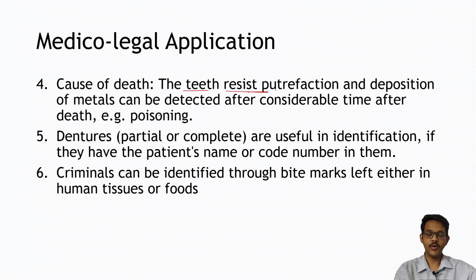Certain causes of death can be known, mainly poisoning, where metallic poison gets deposited in the teeth. Dentures, partial or complete, are useful in identification, as they carry the patient's name, code number, etc. Criminals can be identified through bite marks left either on human tissue or on wounds.